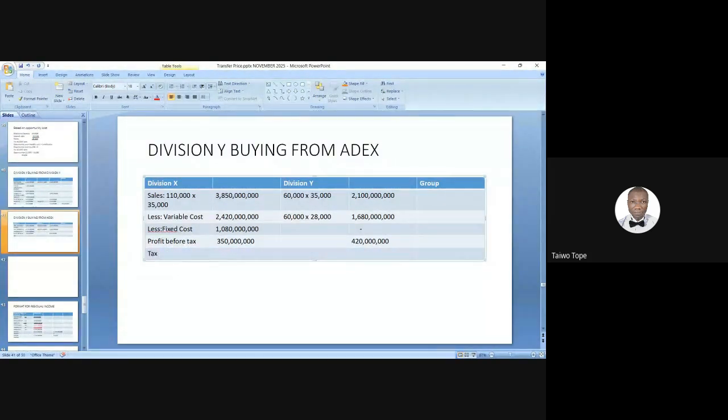So tax at 55%. The result here should be what? 192,500,000. At this point, tax at 25%. You have it as what? 105.